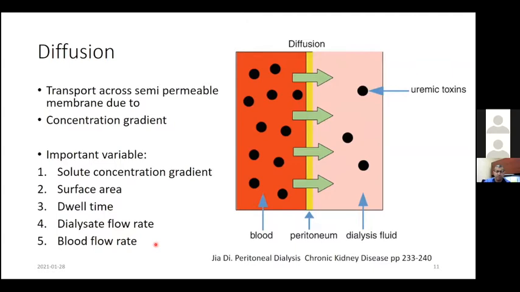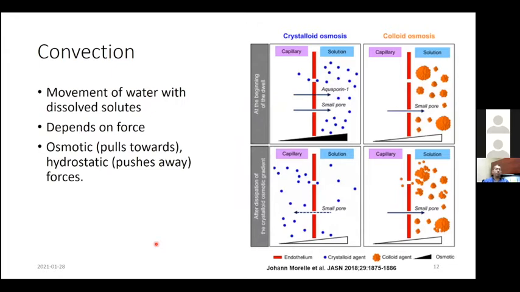Coming to what is convection. Convection means it's the movement of fluid, it's water. And with water, if there is something which is soluble and is dissolved in that water, if the water moves, that thing also moves up. This explains convection. And what it depends on is the movement, not because of the concentration gradient, but because of the pressure gradient.